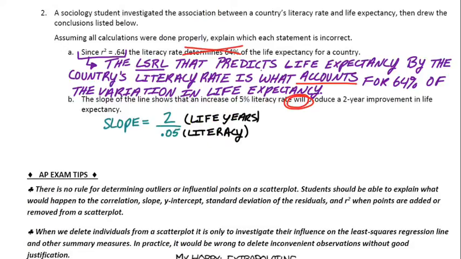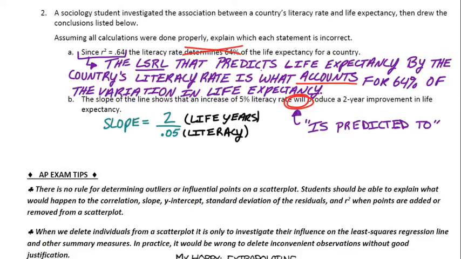The issue with this problem is that it says it will, right? And we saw this earlier. If we say something absolutely will increase, that's not correct. It should actually say is predicted to increase by 2 years. So unless we say it's predicted to or on average, this would lose points by saying for an increase of 5% literacy rate, the life expectancy definitely goes up by 2 years, right? That's incorrect. We have to say our line predicts it will increase by 2 years.